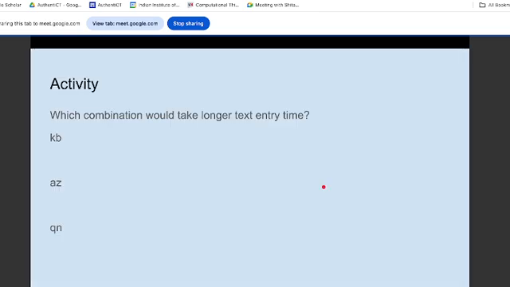Okay, now the question is for you. Another activity, it is not an assignment question. Guess which combination would take longer for you to type. Suppose you are typing KB, then you are typing AZ, and then you are typing QN. Which one would take longer time for you?